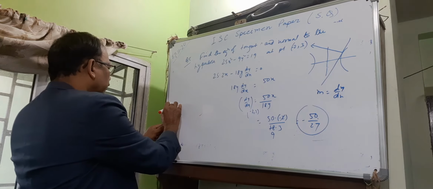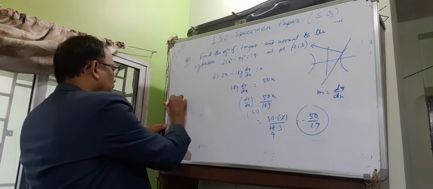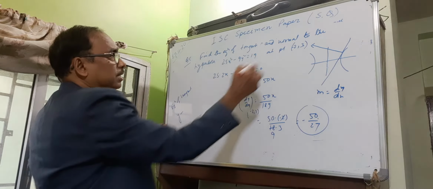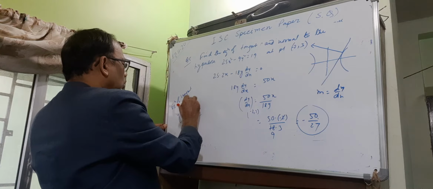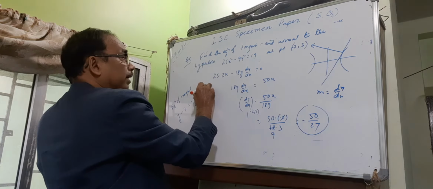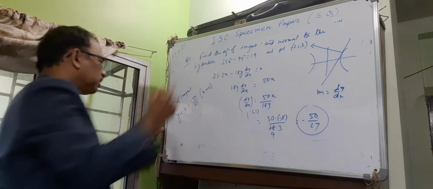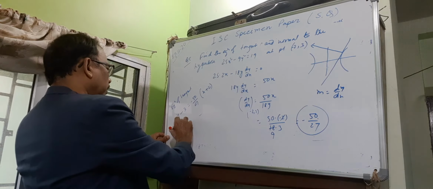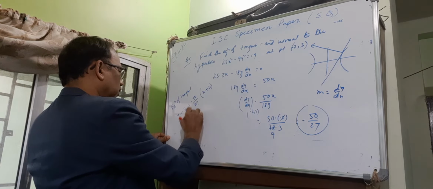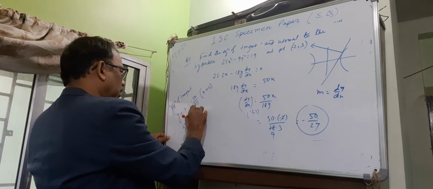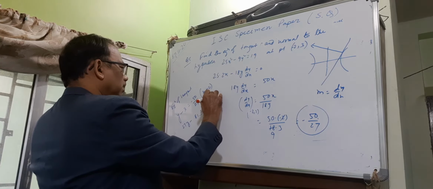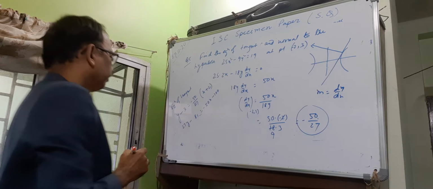Now the equation of tangent: y minus 3 equals m, which is minus 50 by 27, into x plus 2. After simplifying, we will get the equation of tangent, that is 27y plus 81 equals minus 50x minus 100.